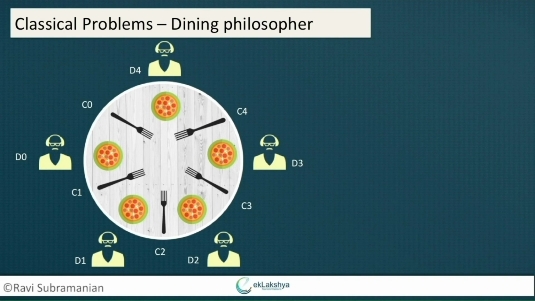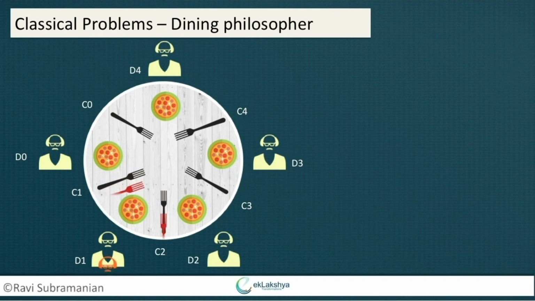So when a philosopher wants to eat, the protocol that he will follow is he will try picking up the chopsticks nearby. For example, the philosopher D0 will try to pick up C0 and C1. That is, he'll try to pick up the left one first and then the right one. D1 will pick up the chopsticks C1 and C2, and so on.